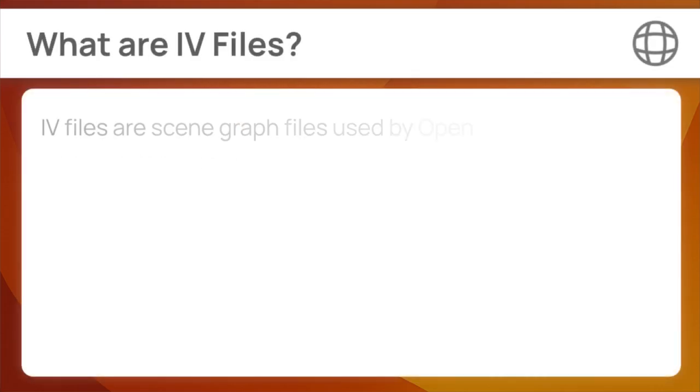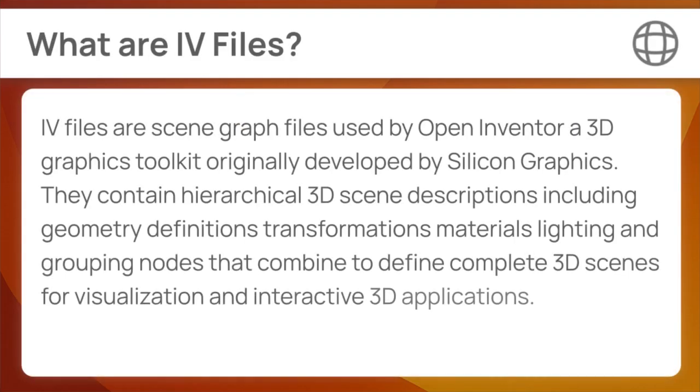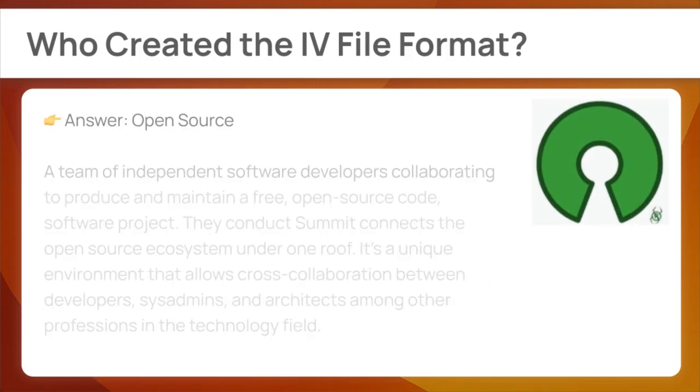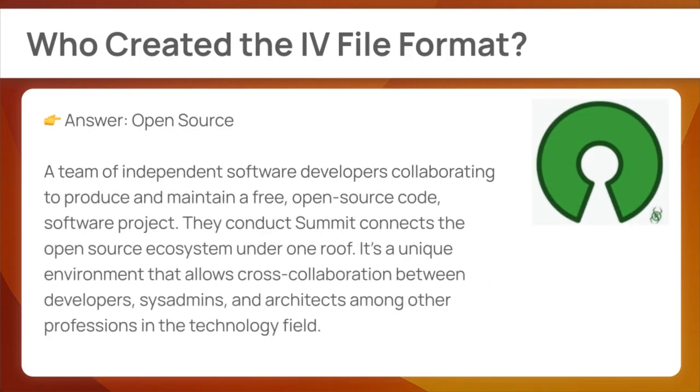IV files are scene graph files used by Open Inventor, a 3D graphics toolkit originally developed by Silicon Graphics. They contain hierarchical 3D scene descriptions, including geometry definitions, transformations, materials, lighting, and grouping nodes that combine to define complete 3D scenes for visualization and interactive 3D applications.